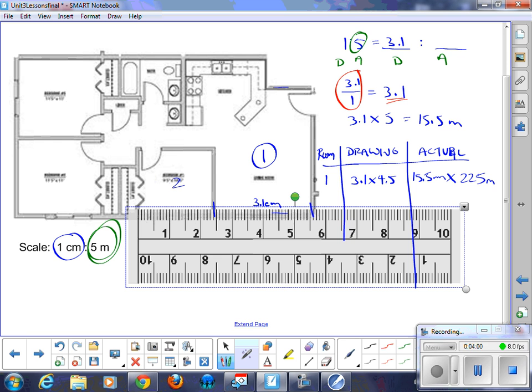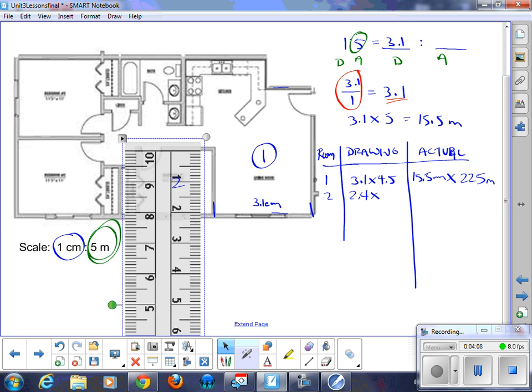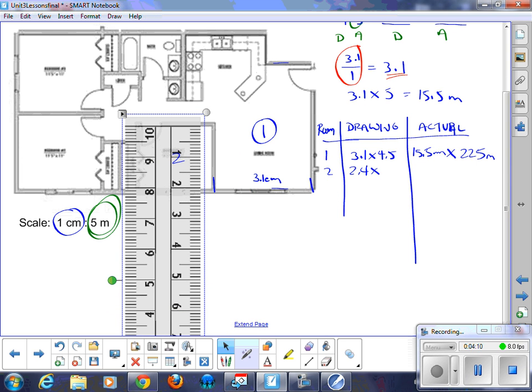Let's call it 2.4. So room 2, 2.4 by, flipping it around, and that turns out to be pretty much 2 right on. So multiplying that by 5, that means that the room is 12 meters by 10 meters. I wonder if I did that one wrong. I did do that one wrong. I forgot there's a decimal there. That's why it seems a little large.